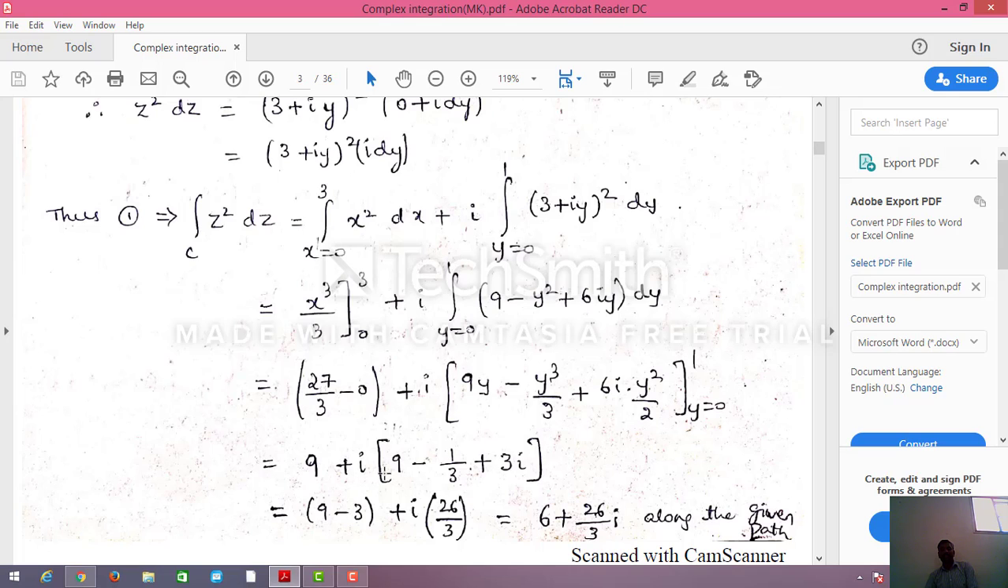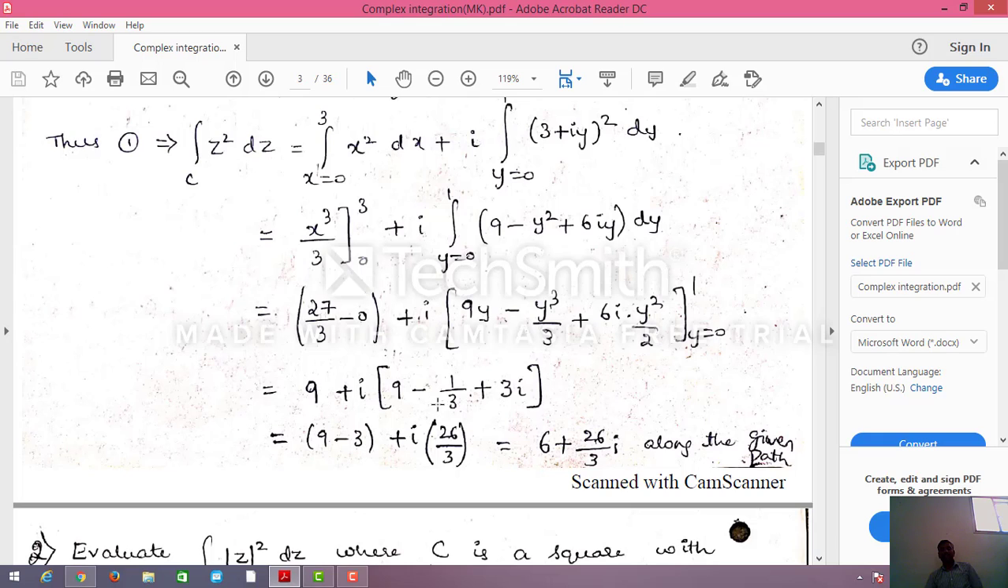This one should be 9 plus i into, we apply the upper limit, 9 minus 1 by 3, plus these two ones, 2 3s are 3i. Now if you simplify this, for the real terms, i into i should be i square. 3i square is minus 3. I took that one outside. 9 minus 3 plus i into this one, if you take the LCM, you will get 26 by 3. So 9 minus 3 is 6, plus 26 by 3 i along the given path. This is that first problem.